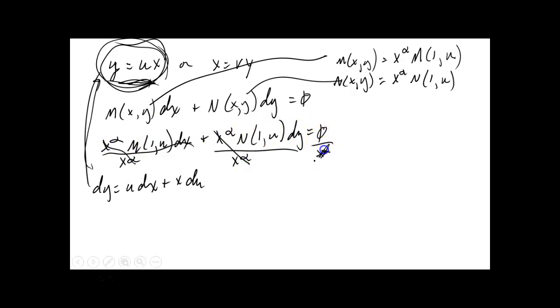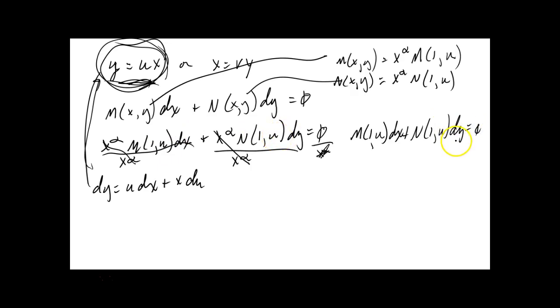Now that doesn't mean you're rid of x's. The x is embedded in u, right? It's tied in there with it, okay? So let me rewrite what we have now. M of 1, u dx plus n of 1, u dy is equal to 0. That's what we got from doing the last step.